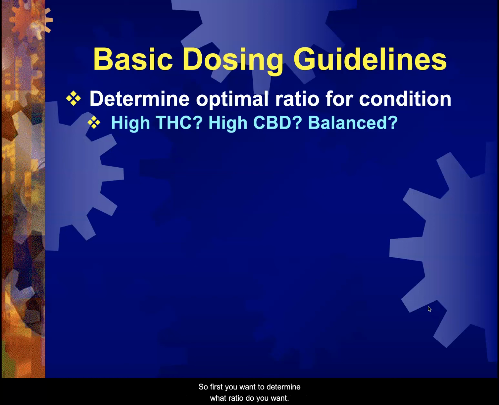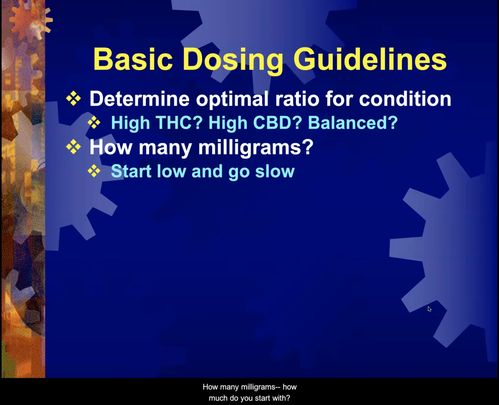So first you want to determine what ratio you want. Do you want a high THC or a high CBD? Or do you want a 1-to-1? And a lot of that depends on what effect you're looking for. If you want anti-seizure, then you're good with mostly CBD. If you want anti-pain, anti-cancer, you want to go higher THC. There's no one right answer, it depends on what you have.